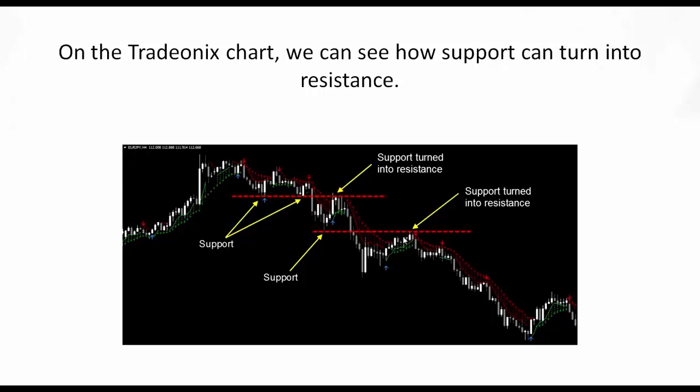Price breaks through, comes back. And I could draw another line right here. This support, if I draw a line straight through, we would have this area here being used as resistance. Price makes a support, comes down, breaks through it, and then pops back up to use it as resistance. This happens regularly.